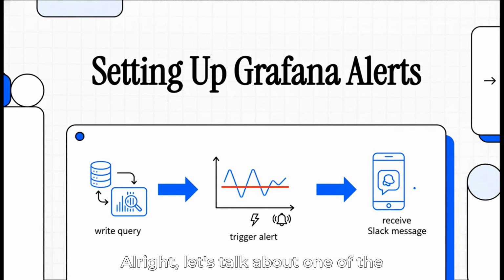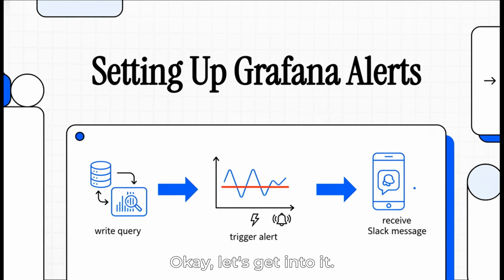All right, let's talk about one of the most important parts of any monitoring setup, alerting. When you get it right, it's like having a superhero watching over your system. But when you get it wrong, it's just a whole lot of noise. Today, we're going to walk through how to build really effective, high-quality alerts in Grafana, the kind that actually catch critical issues without driving you crazy with notifications.